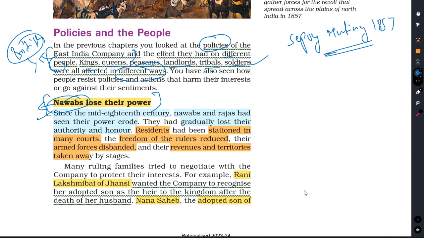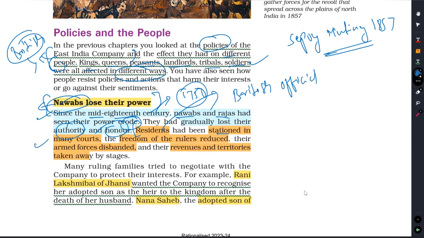See, since the mid 18th century, that means after 1750, Nawabs and Rajas saw their power eroded gradually. They also lost their authority and honor, which they used to have earlier in those days. Residents were stationed. Who are these residents? These are British officials, which were stationed in local courts.